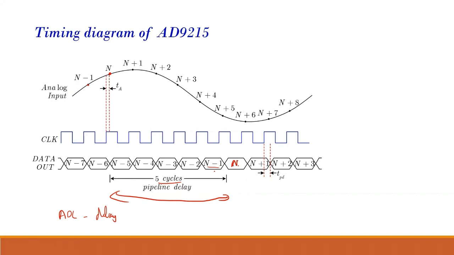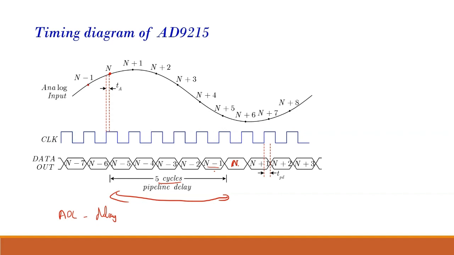So any doubts in this? Sir, is this delay something that can't be avoided, or can we configure it according to our requirement? This delay can't be avoided. It is inbuilt. Okay, it is fixed. It is for an ADC.